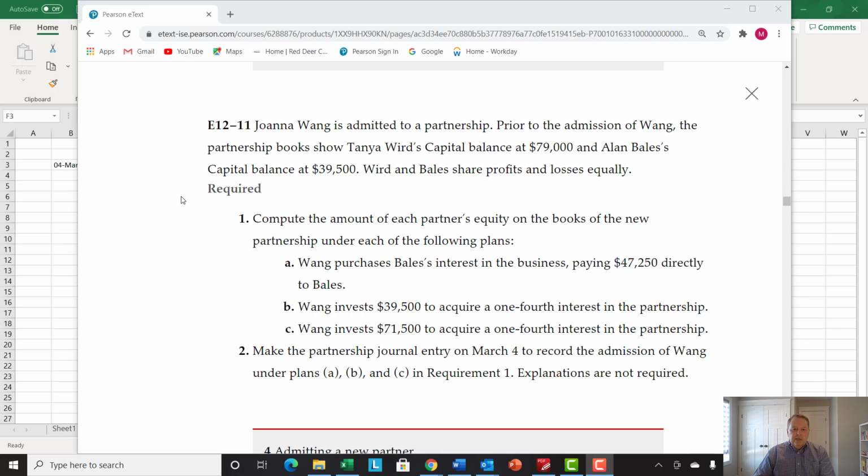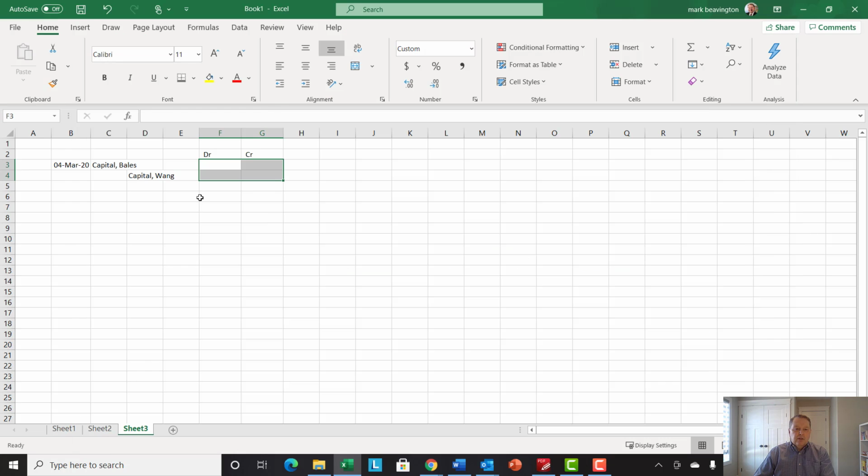So let's start with the first one, 1A: Wang purchases Bales' interest in the business, paying $47,250 directly to Bales. This one is pretty straightforward. This is not happening inside of the partnership. Instead, Wang is just paying Bales directly for that partnership interest. So the only thing that happens on the partnership side is we transfer Bales' interest, whatever it is, to Wang. So that's a journal entry here.